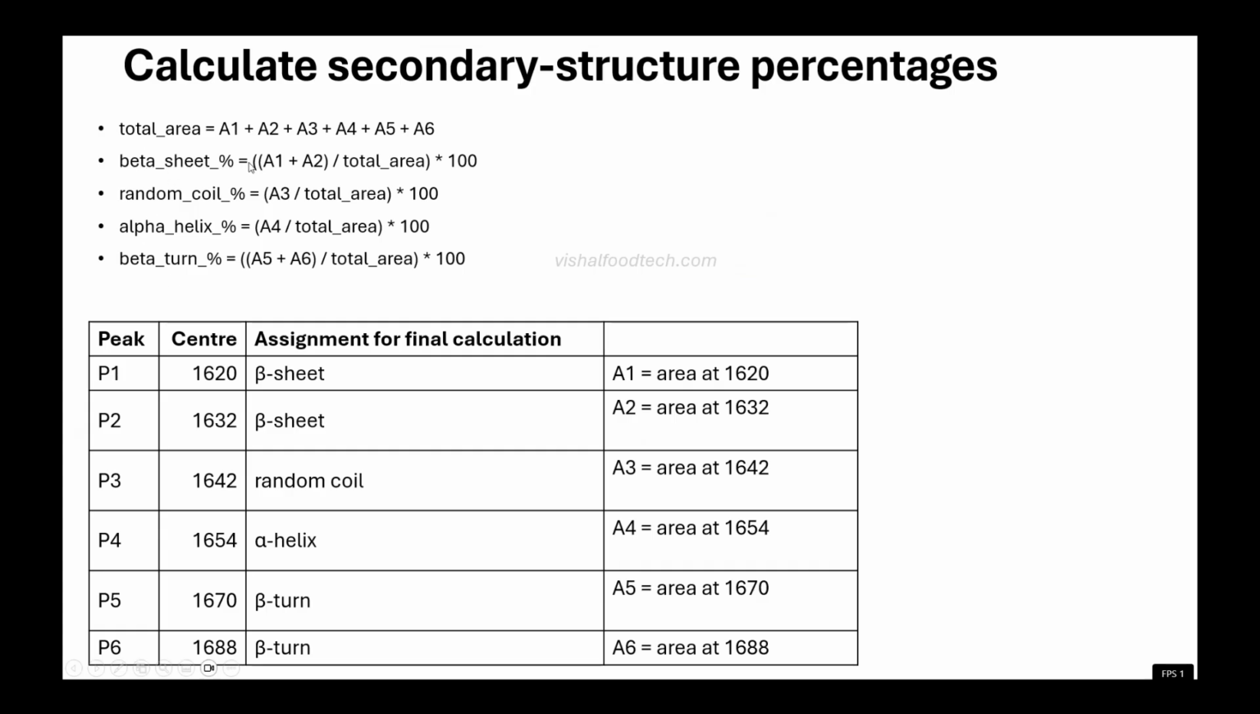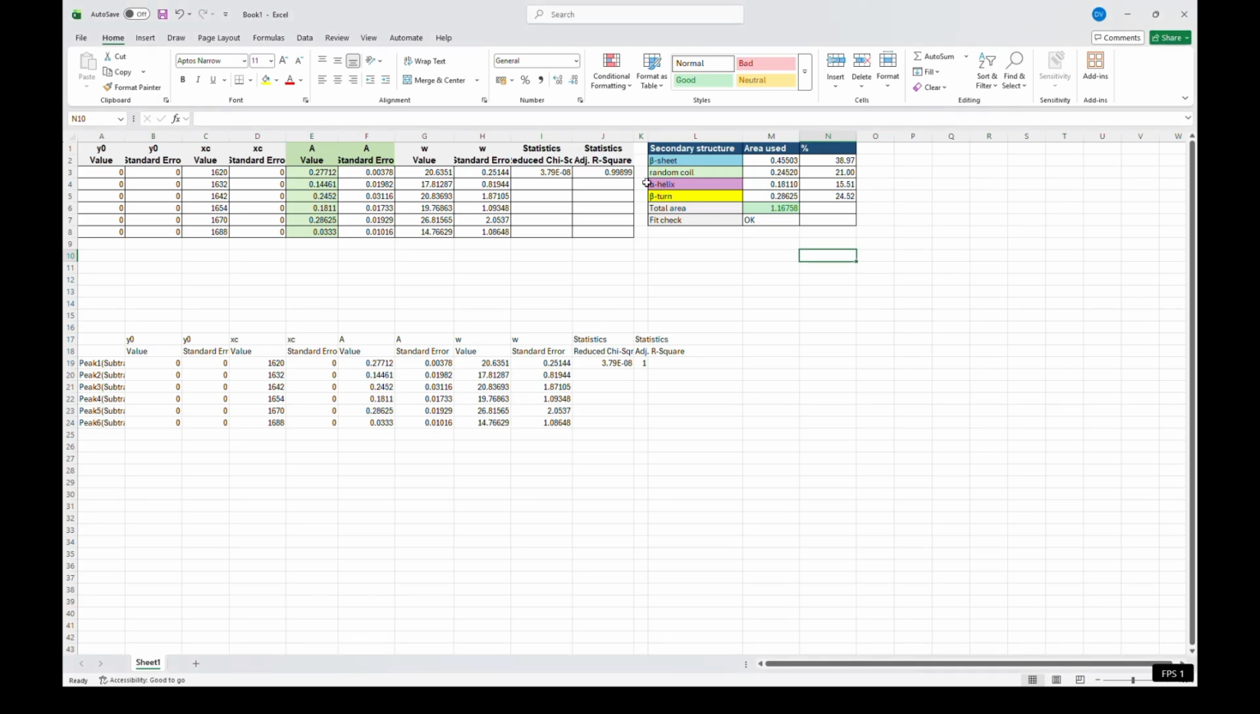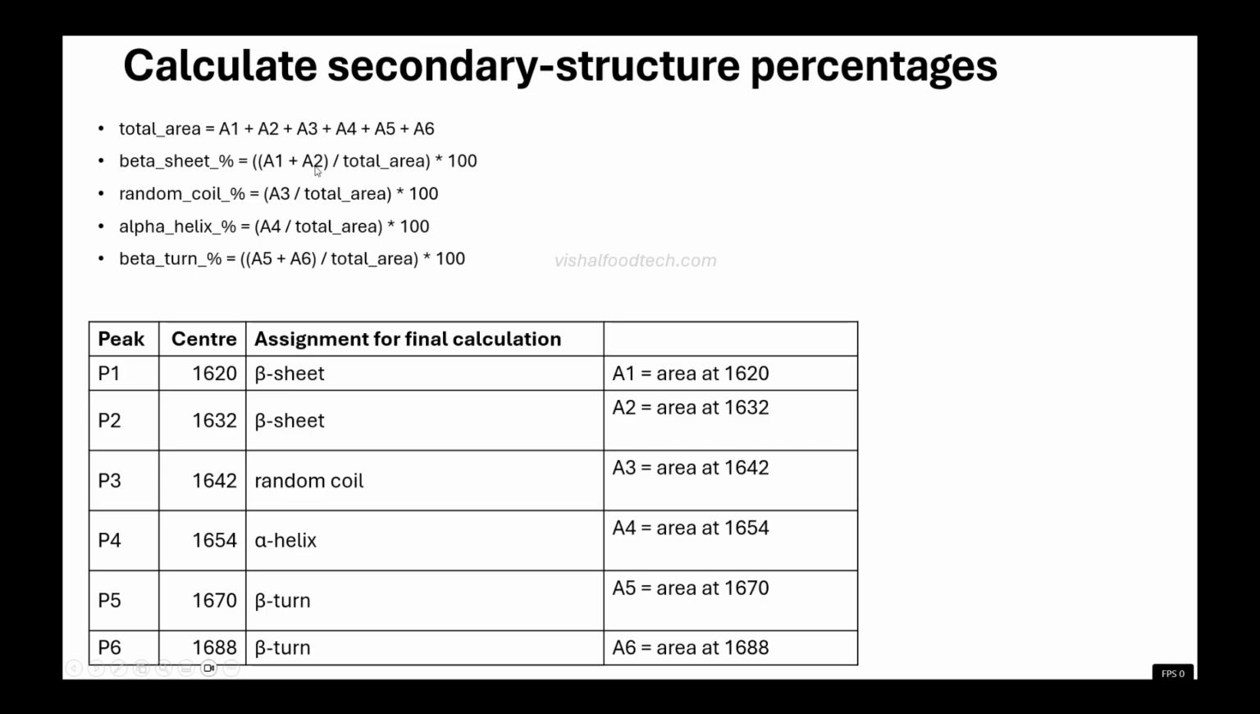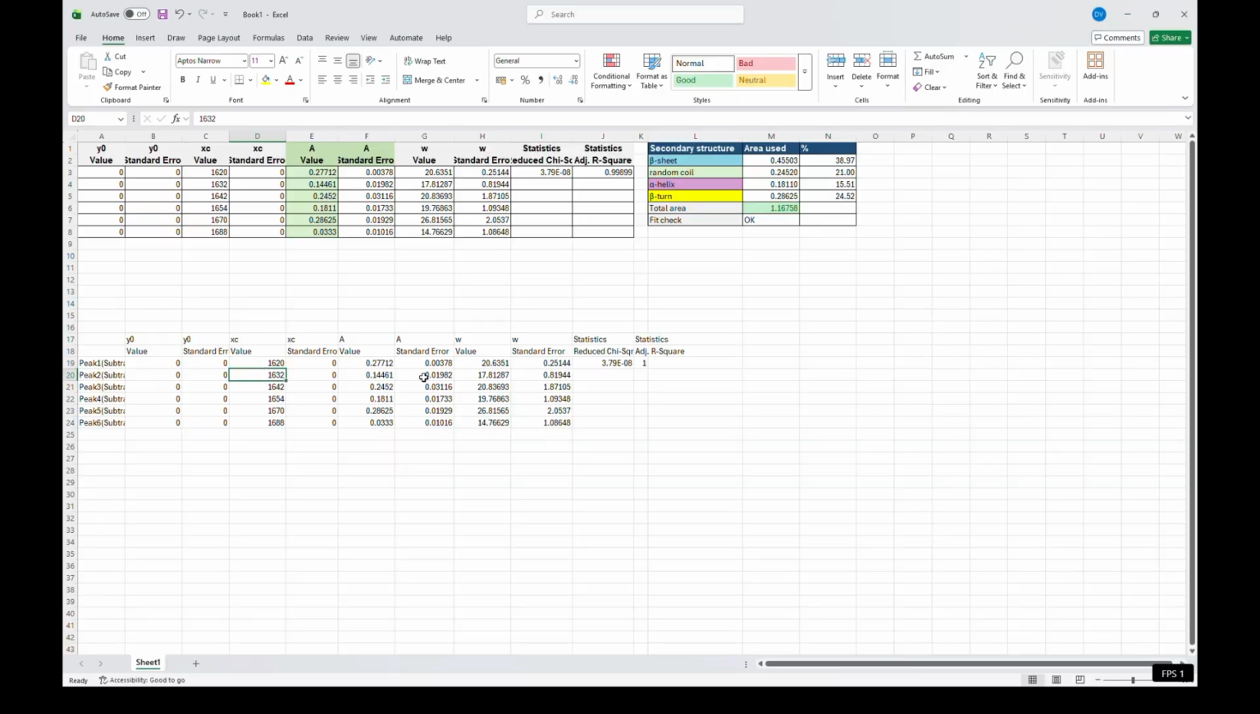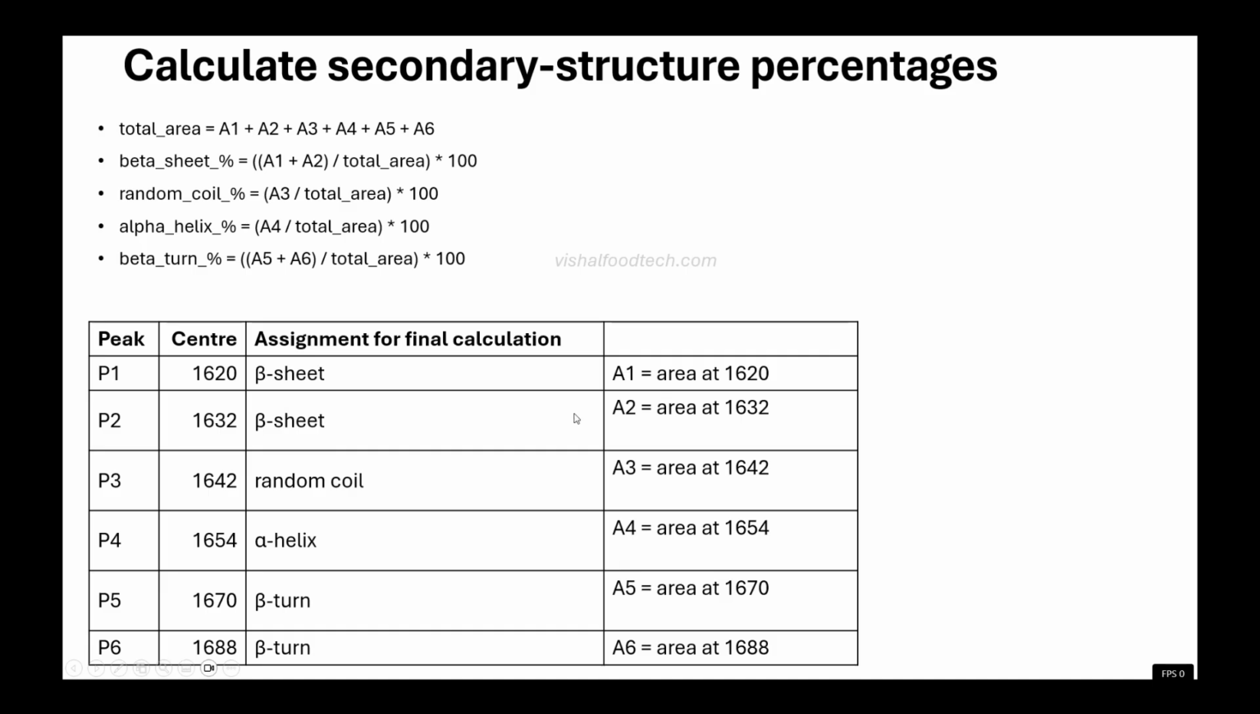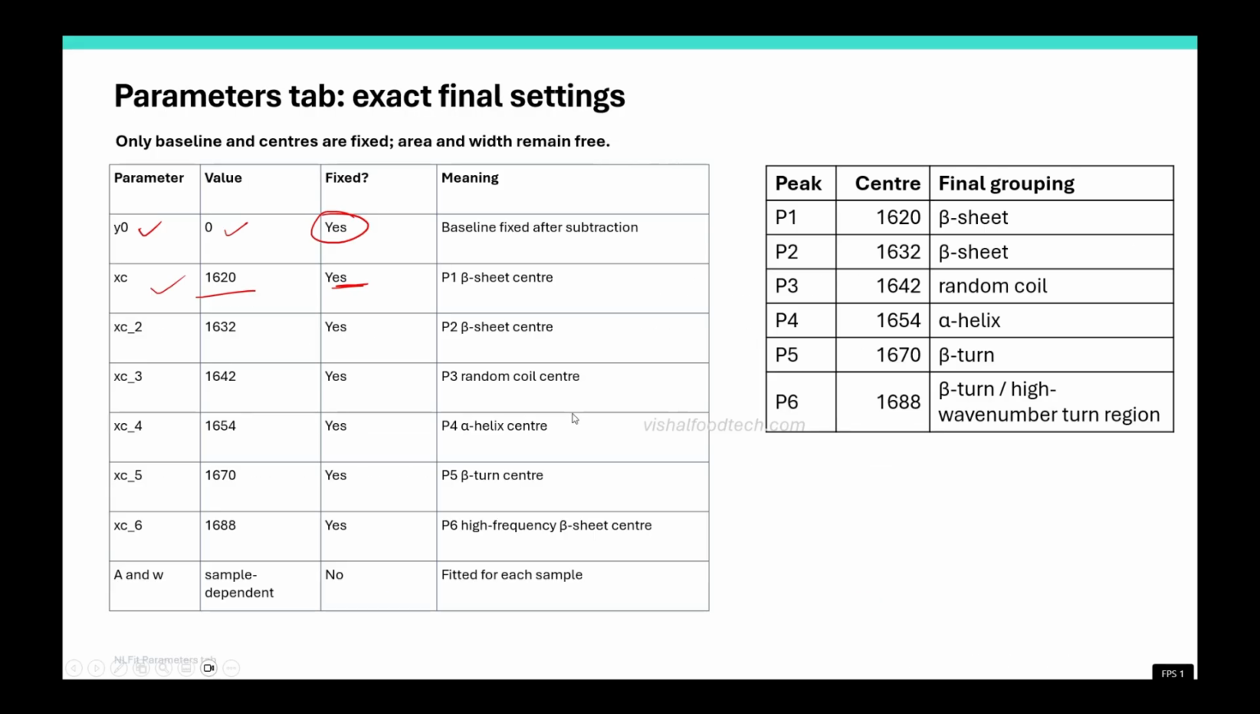Now the beta sheet percentage: beta sheet is just peak 1, A1, plus A2. So peak 1 plus peak 2 will give the beta sheet values, as I have already shown in the presentation. Peak 3 will give random coil. Peak 4 will give the alpha helix. Peak 5 will give the beta turn, and peak 6 will also give the beta turn.